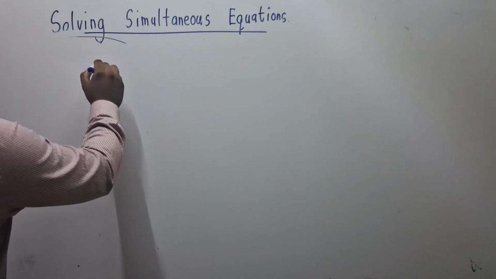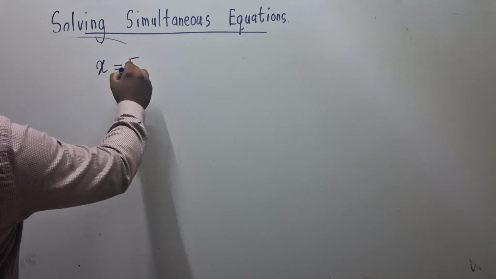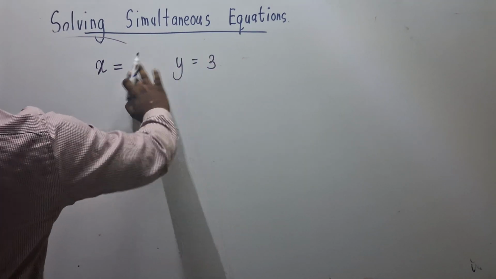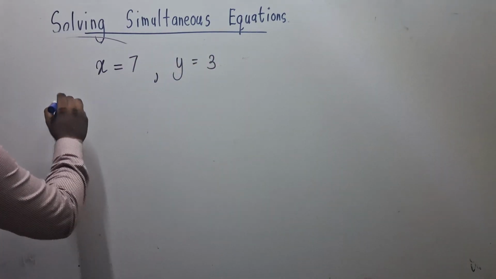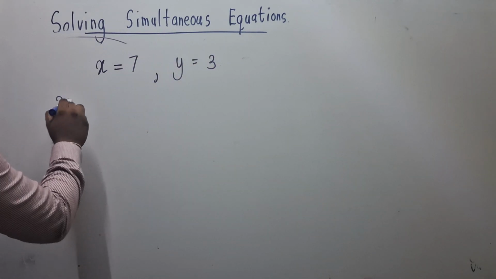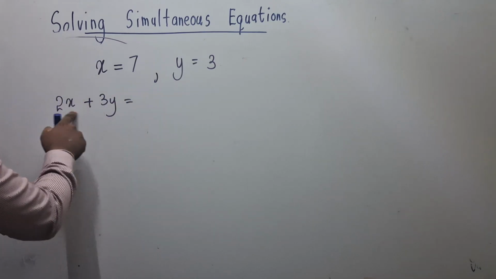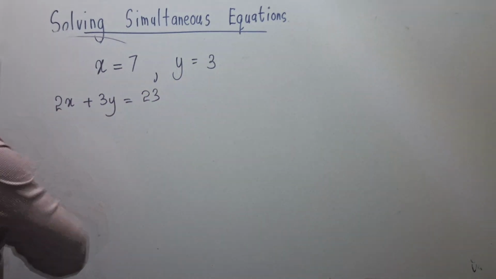So I will take the x value as 5 and y value as 3. No, x value as 7 and y value as 3 to generate the equation. So I am generating the equation like this: 2x plus 3y. What is 2x? 7 times 2, 14. 3 times 3, 9. 14 plus 9, 23.